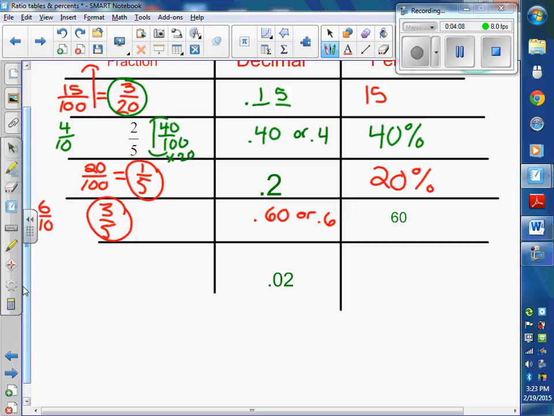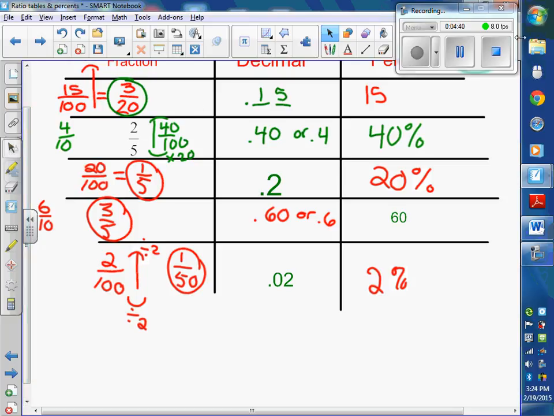Okay, Mike, last one. Good. It's 0.02, so the fraction would be 2 over 100. Can you reduce by 2 then? 1/50. 1/50 is your final answer, and your percent is 2%. Okay? You guys get that? Yes. All right.